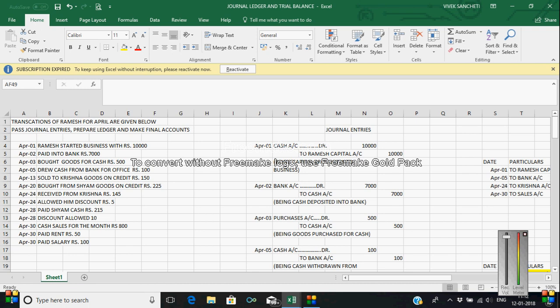This is a transaction of which we have to pass journal entries, then prepare ledger accounts, then prepare trial balance, then prepare profit and loss account, then prepare balance sheet.